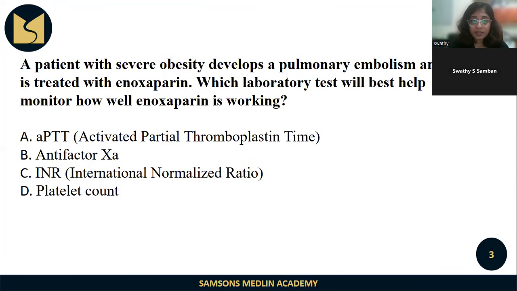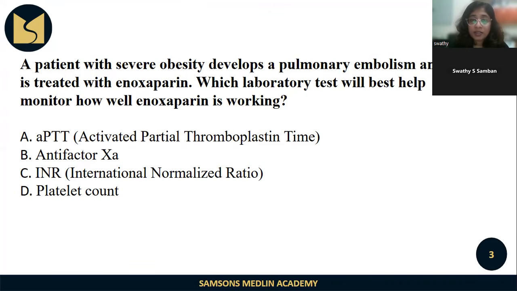So our first question is: a patient with severe obesity develops a pulmonary embolism and is treated with enoxaparin. Which laboratory test will best help to monitor how well the enoxaparin is working? We are given four options. The first option is APTT, which is the activated partial thromboplastin time. Option B is anti-factor 10A. Option C is the INR. And option D is the platelet count.